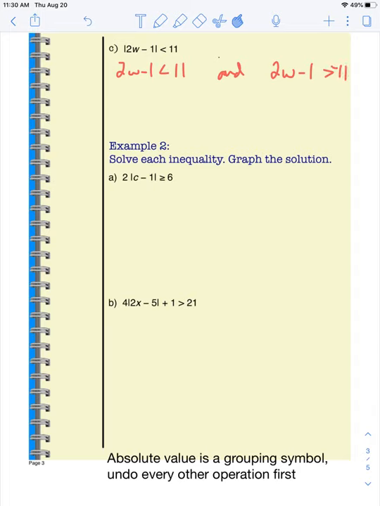All right, and to solve for w, we're going to add 1 to both sides. Cancels out on the left. I have 2w is less than 12. Divide both sides by 2, w is less than 6. On the other side, I add 1 to both sides. I have 2w is greater than negative 11 plus 1, which is negative 10. Divide both sides by 2, I have w is greater than negative 5.